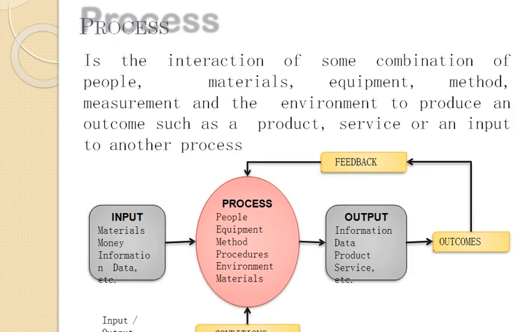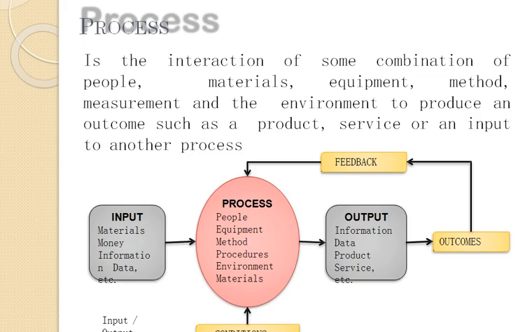So what process is required for the overall process? It is the interaction of some combination of people, material, equipment, method, measurement, and the environment to produce an outcome such as a product, service, or an input to another process. So materials, money, information, data will be the input. The output will be data, product, service, equipment, etc.